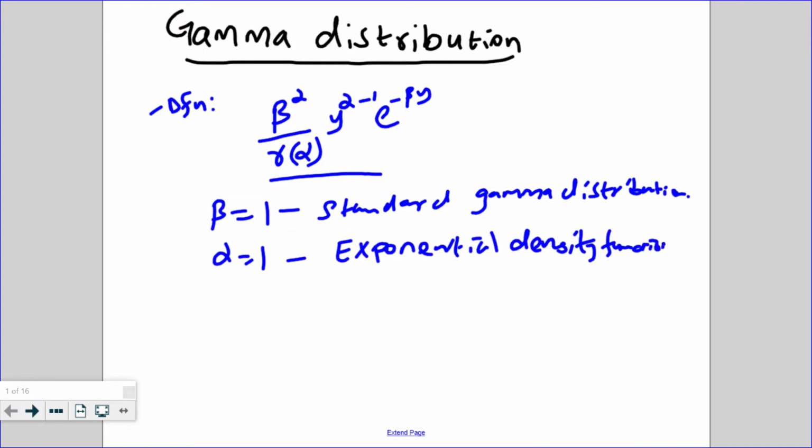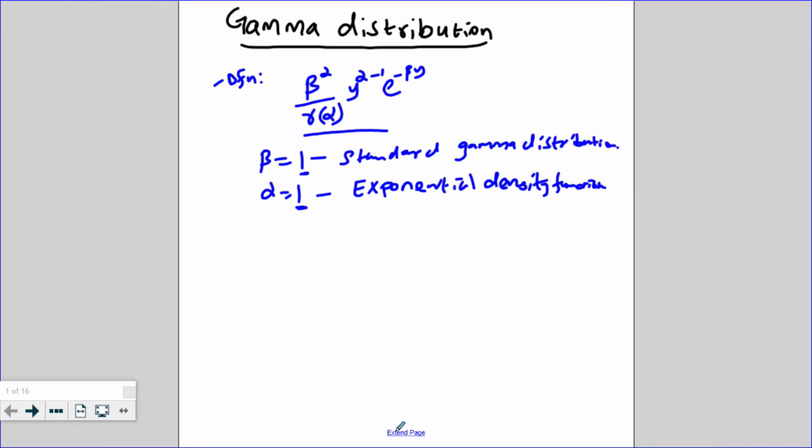In a question you might not be given the values directly. You can just be told that this is a standard gamma distribution, and therefore you are supposed to know the value of beta must be equal to 1. Or when it is an exponential density function, a question can just mention that, and then it can tell you that alpha is 1. So you are supposed to have that in mind. Please take note of this.